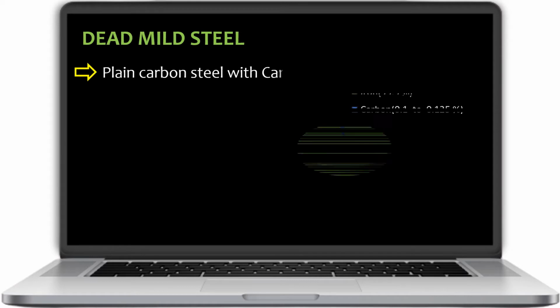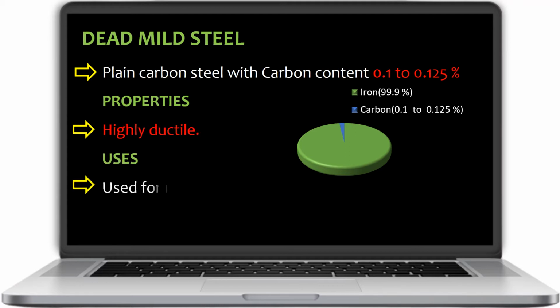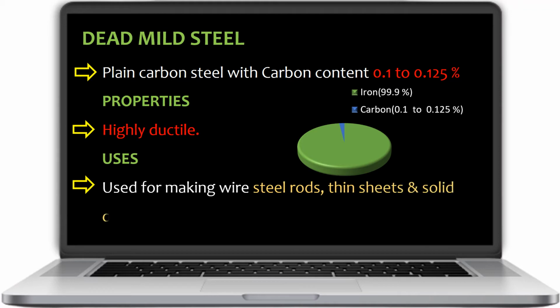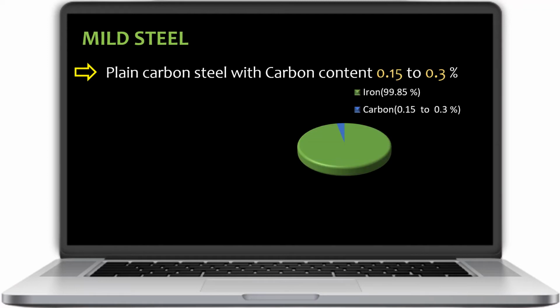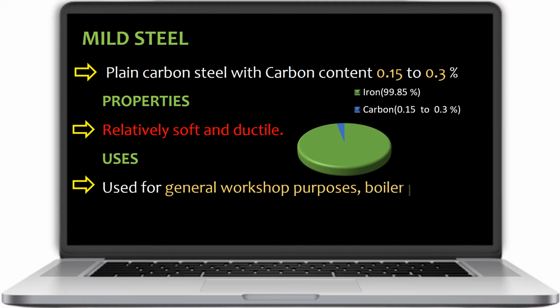Let's see about dead mild steel. Plain carbon steel with carbon content 0.1 to 0.125%. The property of this metal is: it is highly ductile. Uses. It is used for making wire steel rods, thin sheets and solid drawn tubes. Plain carbon steel with carbon content 0.15 to 0.3% is mild steel. Properties of mild steel is: it is relatively soft and ductile. Uses. It is used for general workshop purposes, boiler plates, bridge work, structural sections and drop forgings.